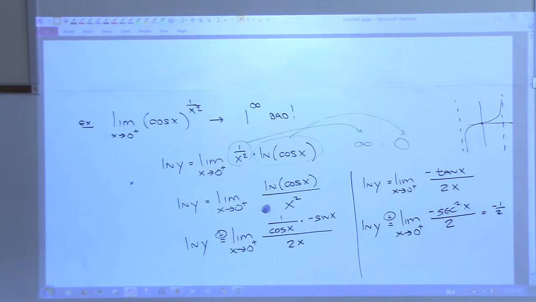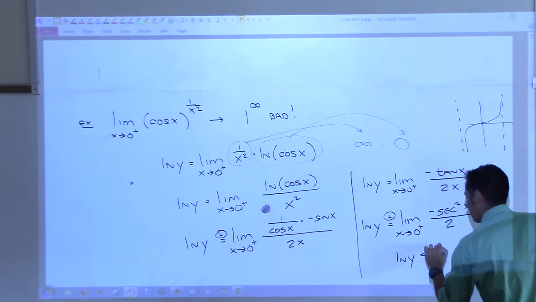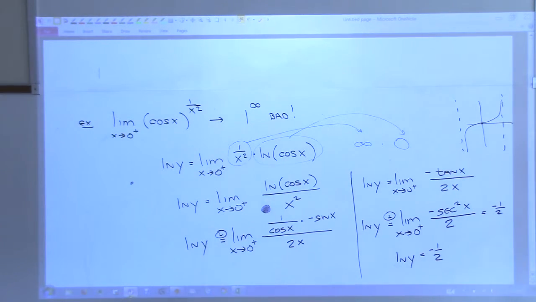We're not done. We have natural log y equals negative 1/2. Now e on both sides. And you should get y is equal to e to the negative 1/2. Your answer is e to the negative 1/2.